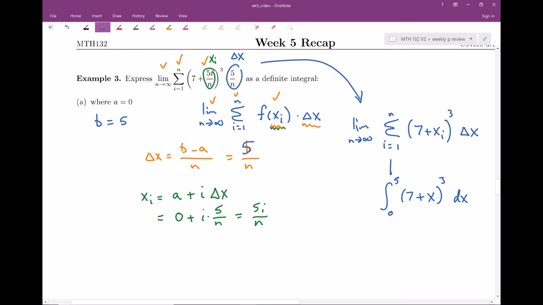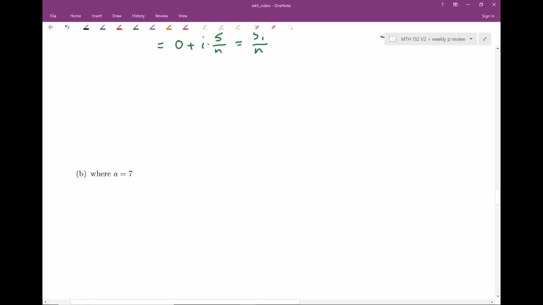This is what it asked us to do: express this as a definite integral. So this is one way to express this Riemann sum as a definite integral, where a is equal to 0. Now for part B, I want to do the case where a is equal to 7. How does this change things?